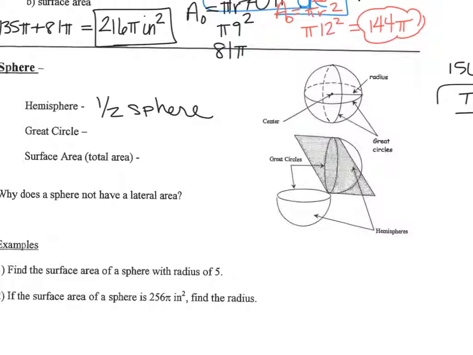The total surface area for a sphere is actually a pretty easy formula. Total area is 4 pi r squared. All right, so it asks, why does a sphere not have a lateral area? And when you think about it, remember, it's what we're going to paint. So if we're going to paint this whole outside, is there ever a base that we paint? And the answer is no, there's no base. So your total area and your lateral area would be the same, pretty much.